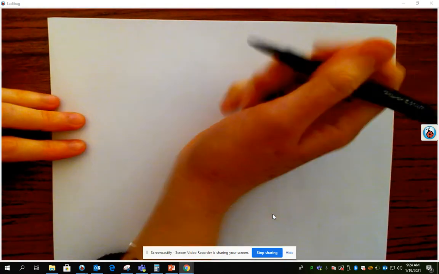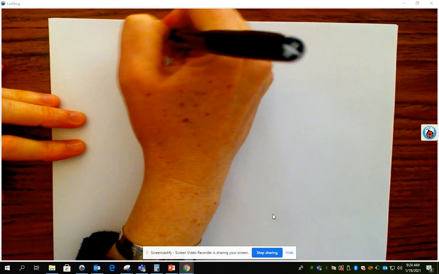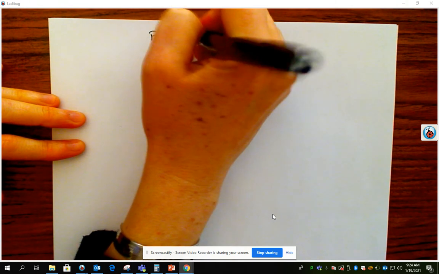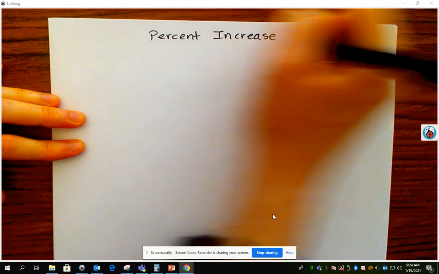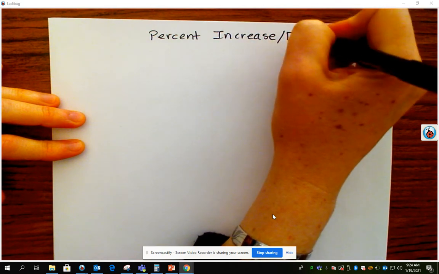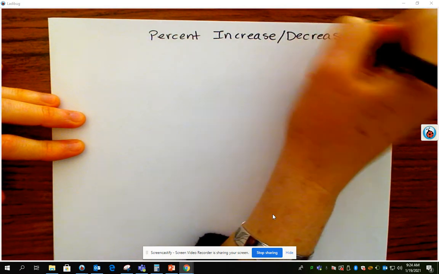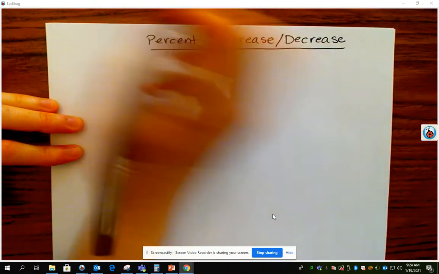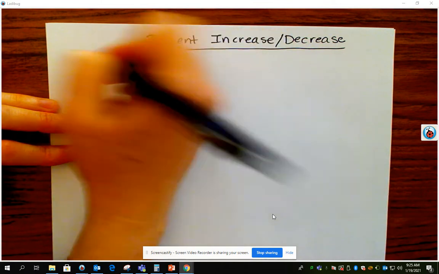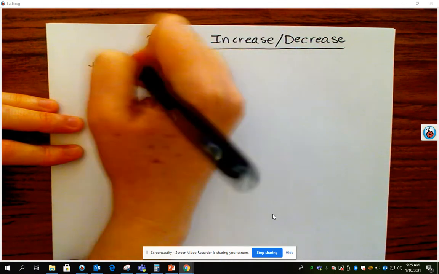Hi guys, today we're going to be learning about percent increase and decrease. And basically that is the percent that an item has increased and/or decreased over time.